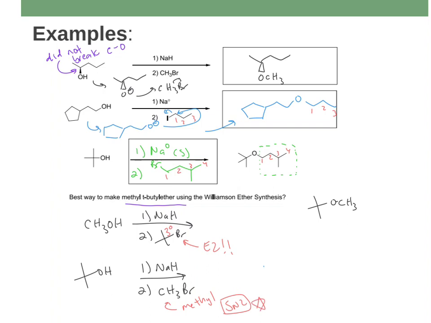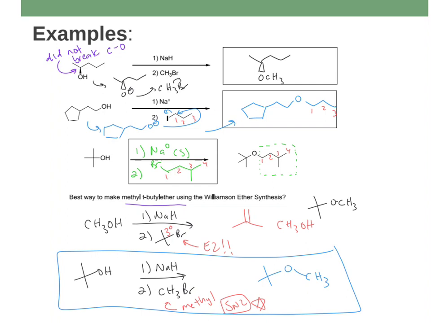So the second one would be a much better way to make this ether using the Williamson ether synthesis. The other way would just go E2 and you'd end up with an alkene and methanol, which is obviously not what you're trying to make. So if you're being asked to make an ether, just pay attention to that exactly. Make sure that the second thing that you attach, that alkyl halide, is a good SN2 substrate, and you should be good. So that's what the Williamson ether synthesis is.